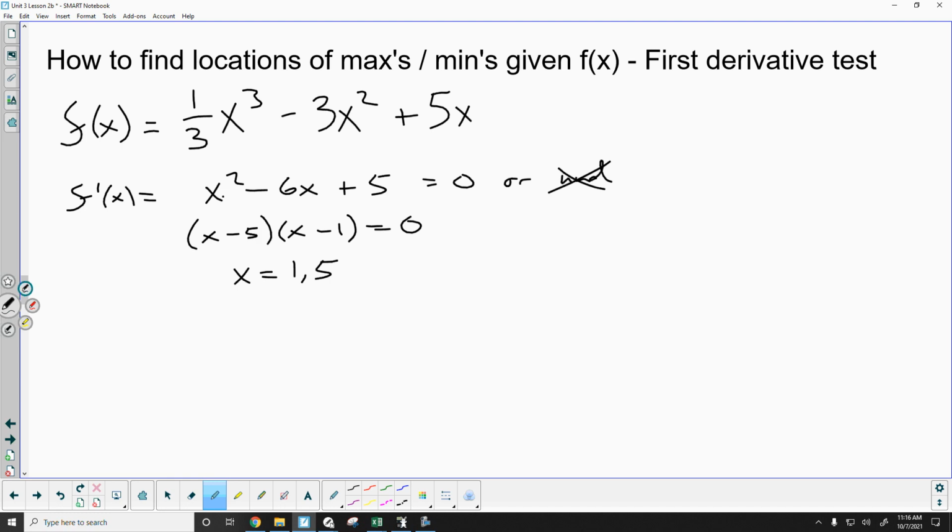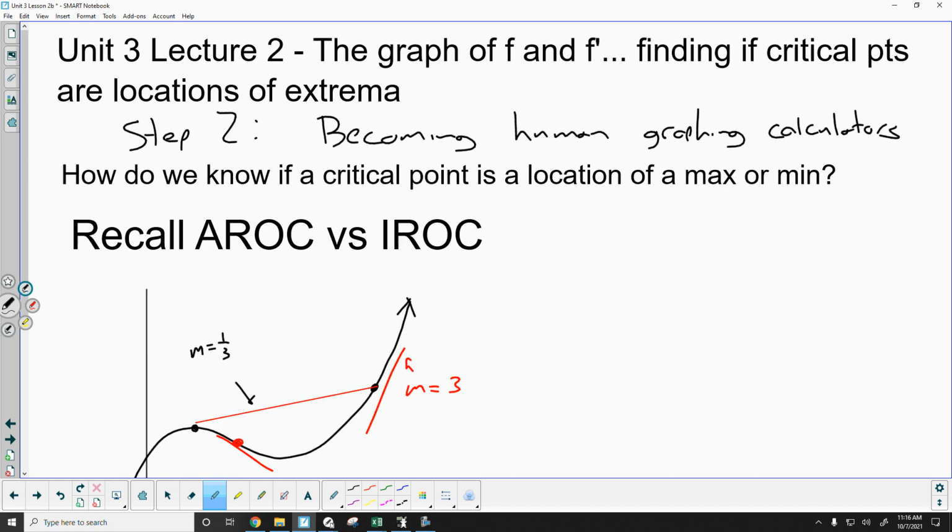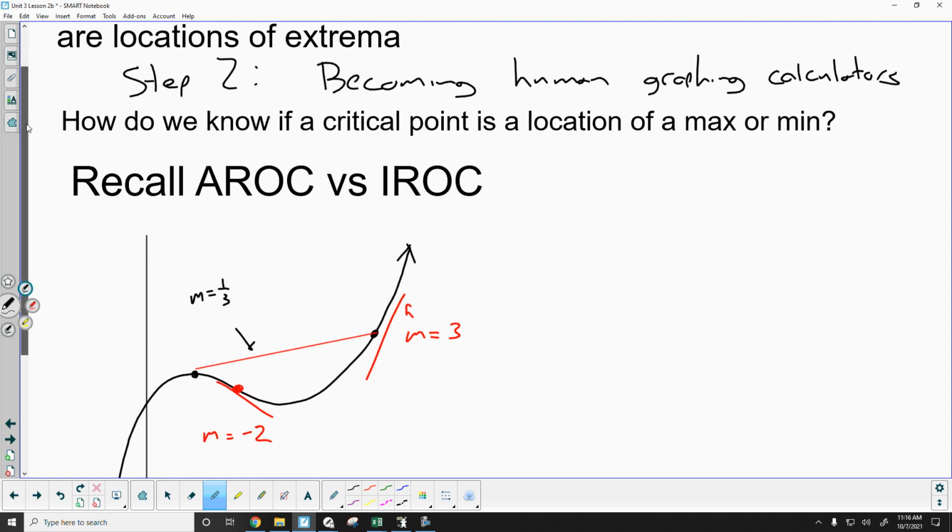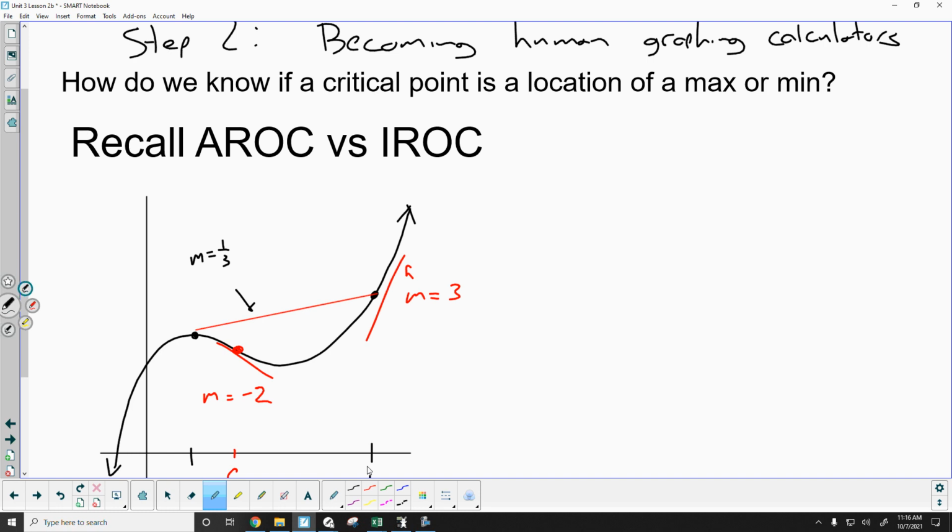What is step 2? How are we going to know if these are going to be maxes or mins? Well, before I just tell you what we're going to do, I've got to tell you why we're doing it. When we first talked about calculus being the math of change, we said slopes are the key, because slopes give you rates of change of a function.